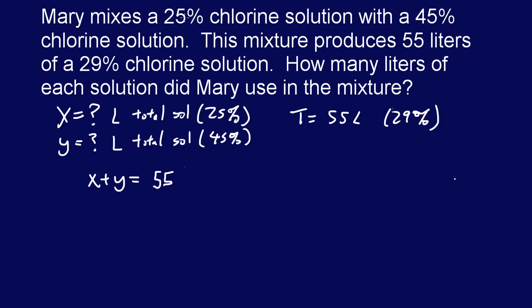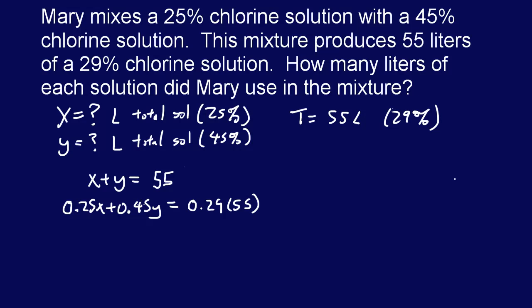And then most people, when they see a problem like this, they'll say, okay, I remember from class or from my teacher explaining it that I'm going to change that percentage into a decimal, and then I'm going to change it to 0.25 times X plus 0.45Y is equal to, and then I'm left with this. Sometimes people say 55, but that doesn't make sense because we just used the 55 with X plus Y, so it's probably going to be 0.29 times 55, which it is.